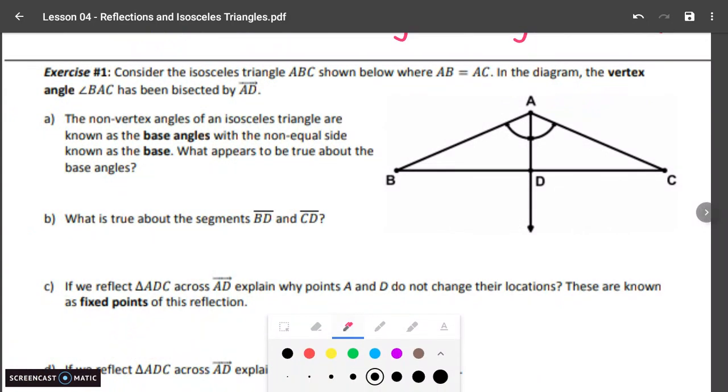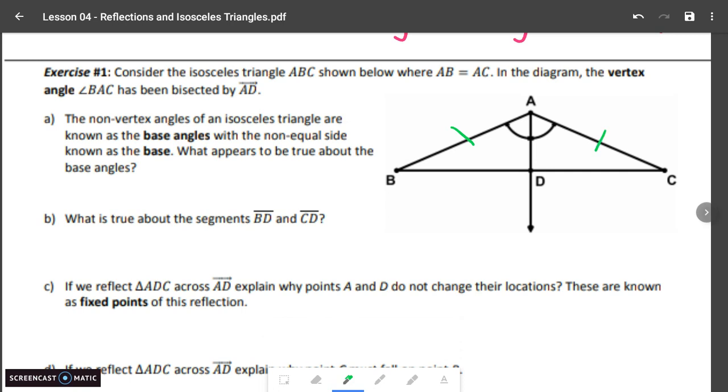So right now, I know this is an isosceles triangle. I know that AB is equal to AC. So remember, an isosceles triangle is a triangle with two congruent sides. The vertex of this triangle is going to be the vertex A. It's also being bisected, which we know means cut in half, by AD, right here. The non-vertex angles are going to be known as the base angles. So in this case, my base angles are angle B and angle C.